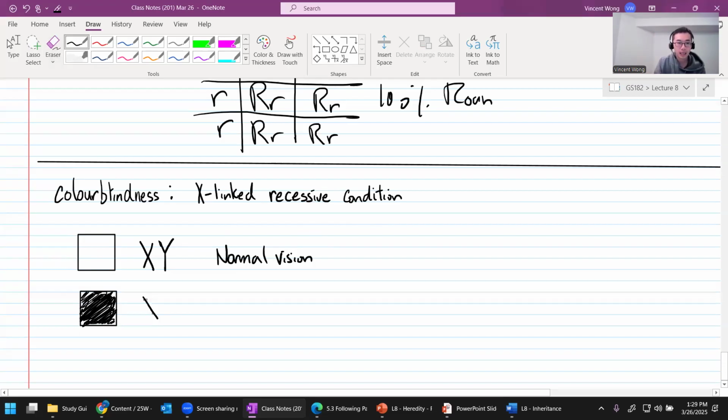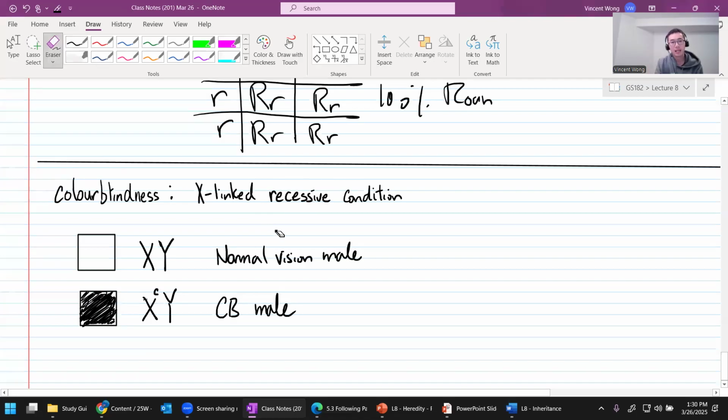So the person is XCY. We can use any superscript; I'm just going to use C for color blindness. So this is a colorblind male. This is a normal vision male. And so you see, male is at a little bit of a disadvantage here if we're talking about a recessive condition.